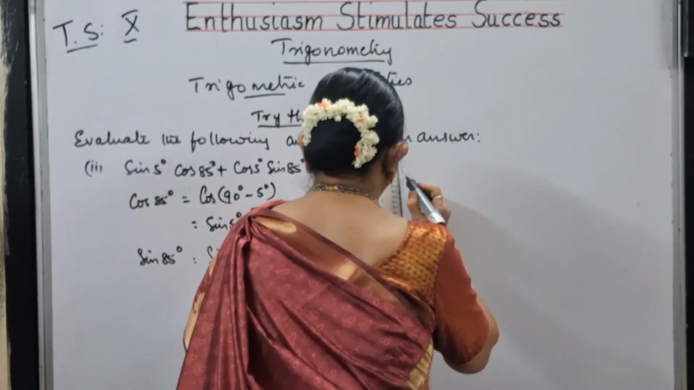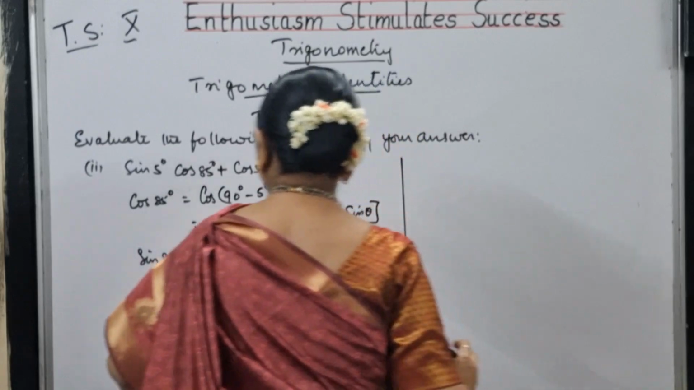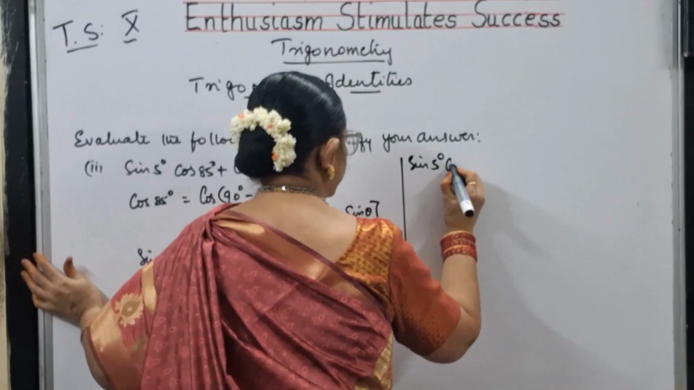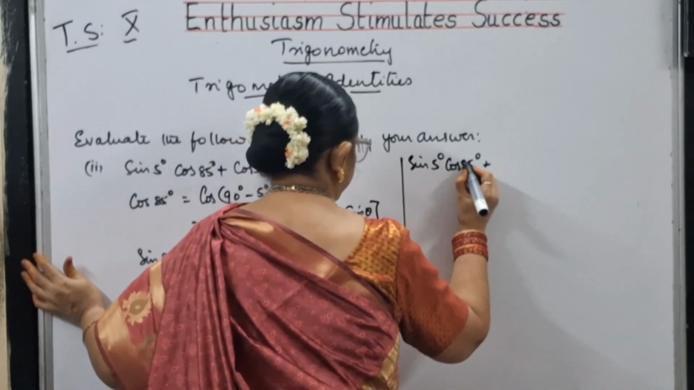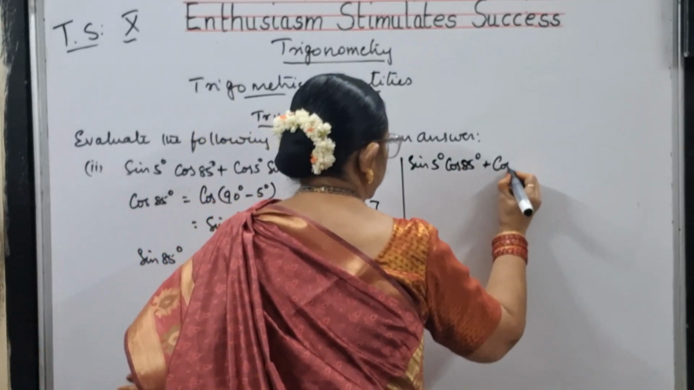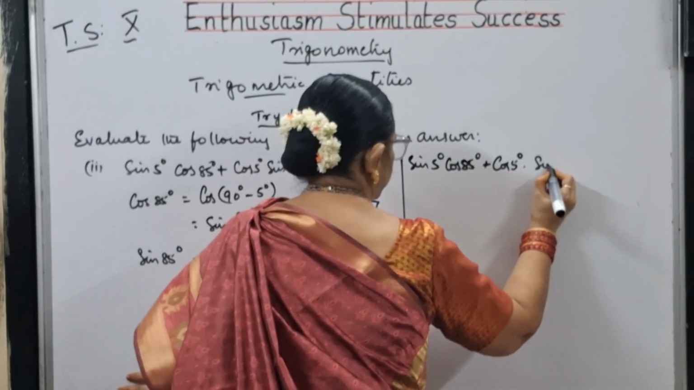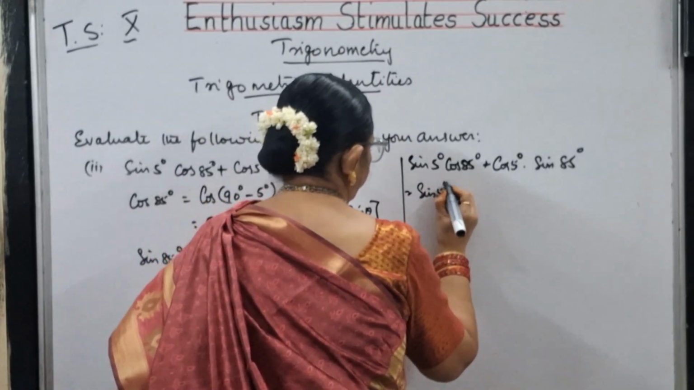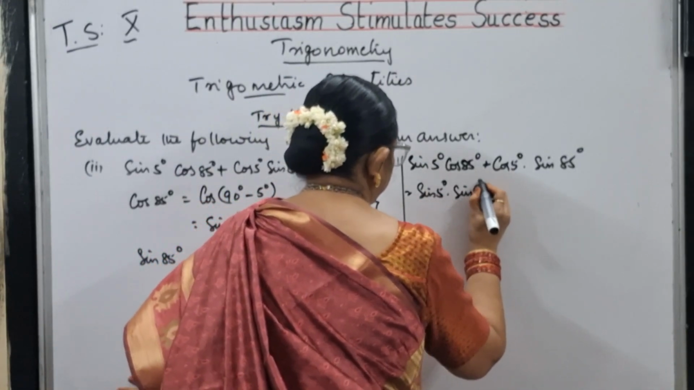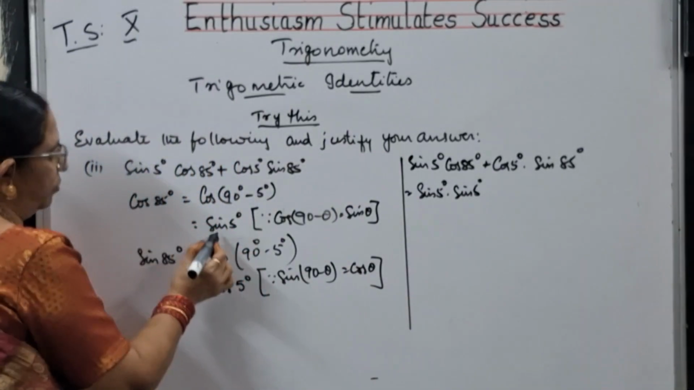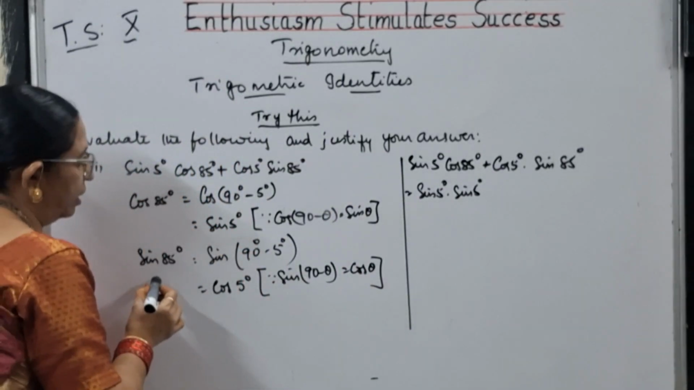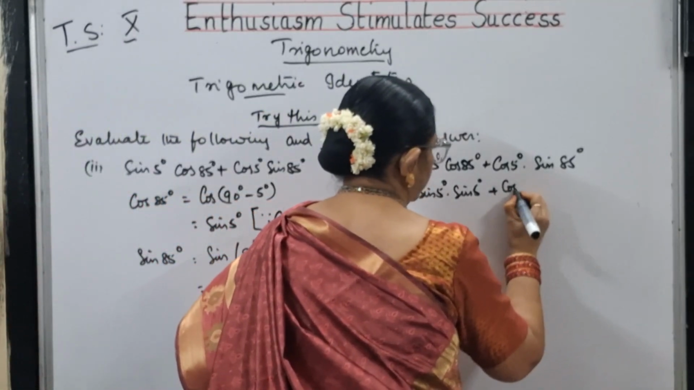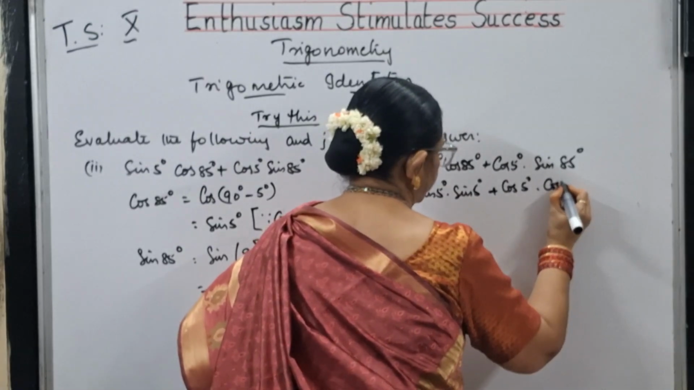Now, let us write the problem as such. What is the problem given to you? Sin 5 degrees into cos 85 degrees plus cos 5 degrees into sin 85 degrees. This is nothing but sin 5 degrees into sin 5 degrees, because cos 85 we have taken as sin 5. Similarly, sin 85 we have taken as cos 5. So plus cos 5 degrees into cos 5 degrees.